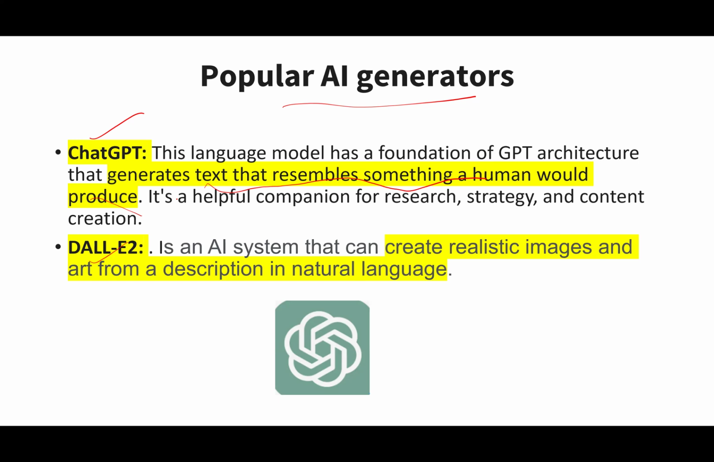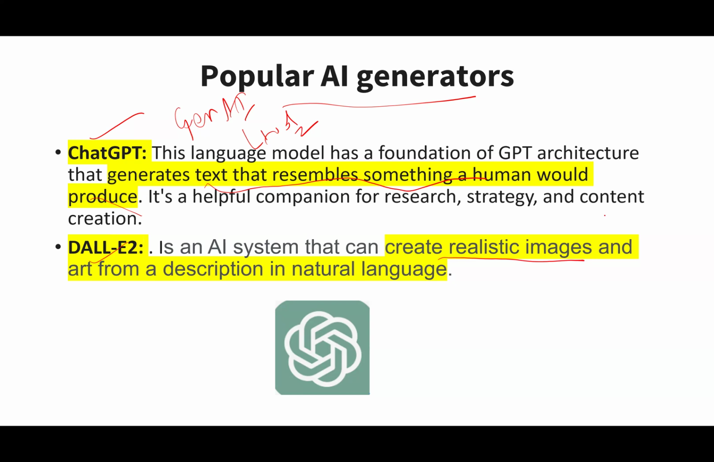So ChatGPT is nothing but a Gen AI model, or a Gen AI tool, which takes certain kinds of inputs from humans and generates similar human-like text or images. Similarly, DALL-E 2 is a Gen AI tool which is used to create realistic images with the help of some text. For example, I'll give text like astronaut in a vehicle.